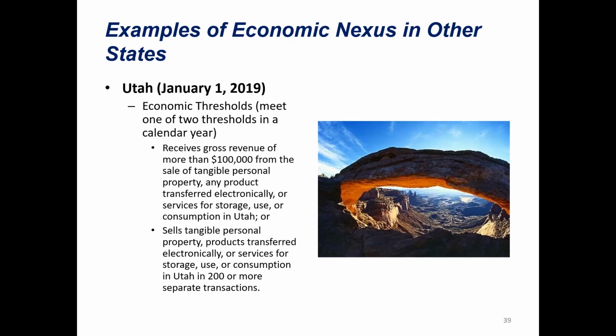Utah was a January 1, 2019 start date. They also had economic thresholds that were recently put into their statute. You have to meet one of the two thresholds, again, $100,000 or 200 transactions. Very similar kinds of standards, but again, each one may have nuances. Certainly reach out to those states. What I want to point out here is that those three states I just mentioned, Kentucky, Michigan, and Utah, are all streamlined states, similar to Ohio. And again, we're going to talk about why that's important in a moment.